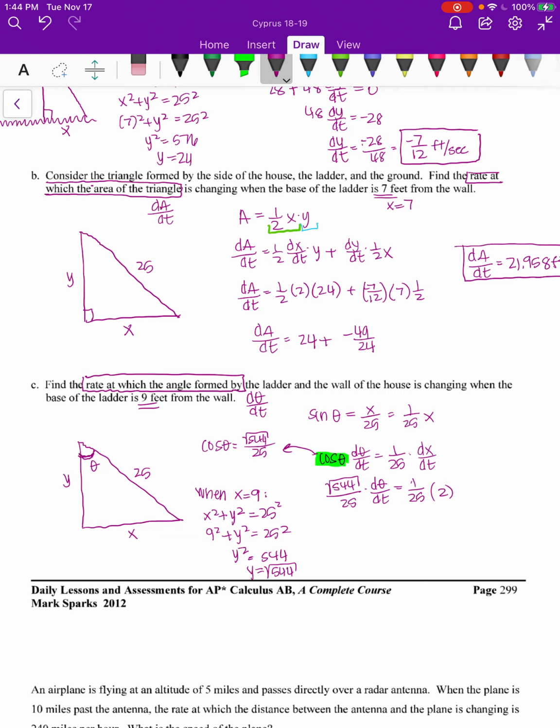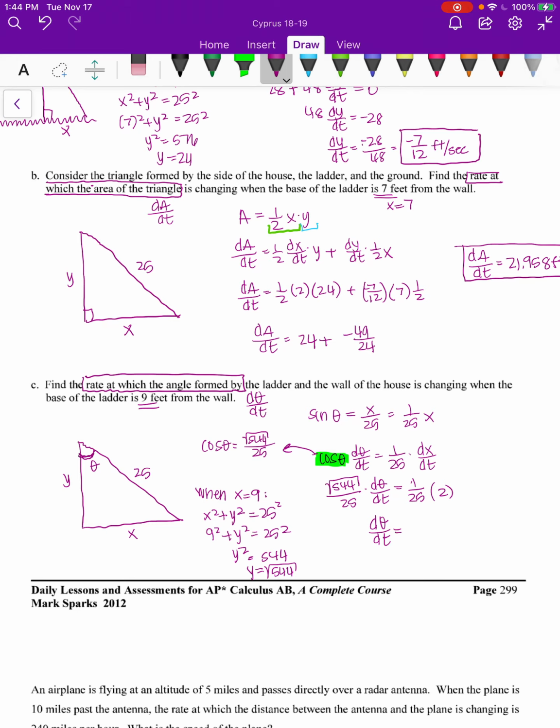You could have done this problem with any of the trig functions. We know our opposite and adjacent sides. So if I didn't want to do sine at the very beginning, I could have done cosine, or I could have done tangent. I could have done any of those because I know all three sides of my triangle. I just picked sine. Now we want to solve for d theta dt.